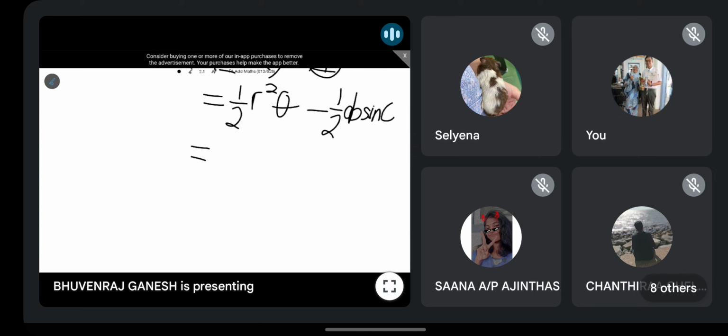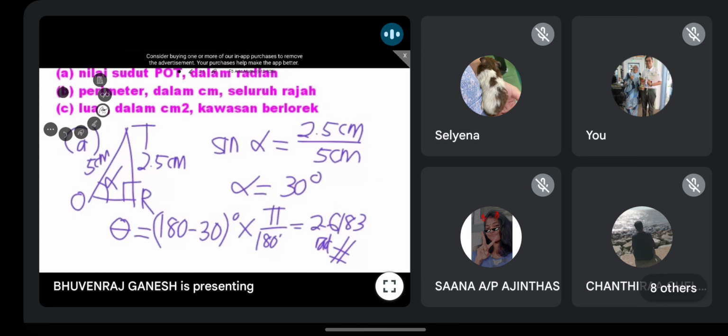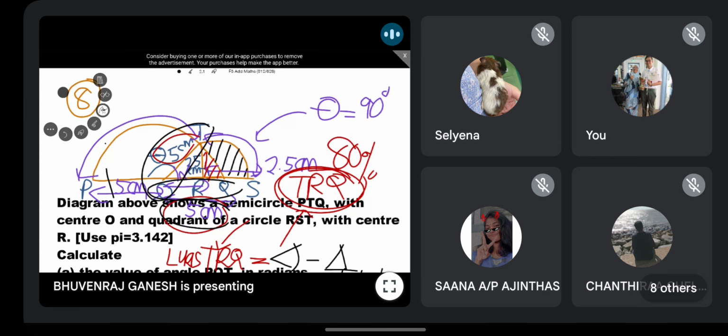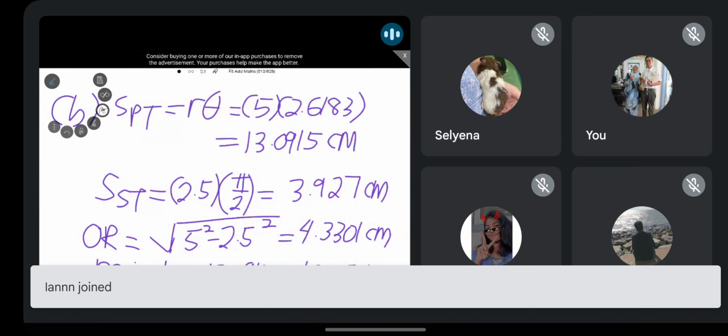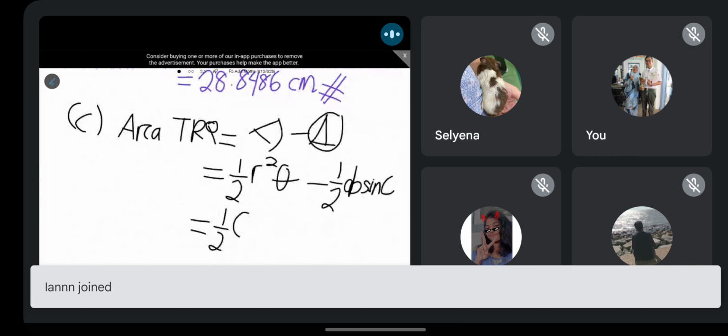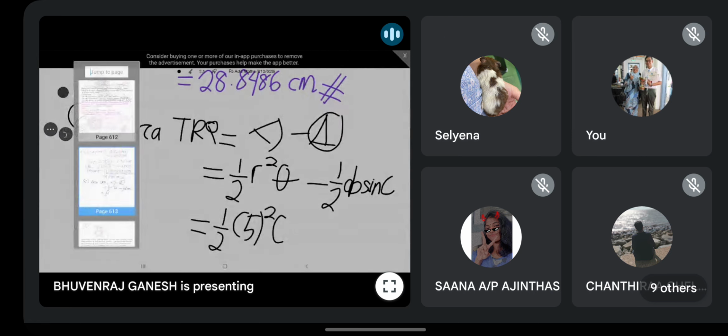Okay? So based on the diagram, jejari kalau kita lihat is actually 5 cm. Okay, 5 cm berdasarkan apa yang dilabel. Okay, so you gantikan 5. So you will have 5 square. Okay, theta, ingat mesti dalam radian. Okay, you must put in radian.